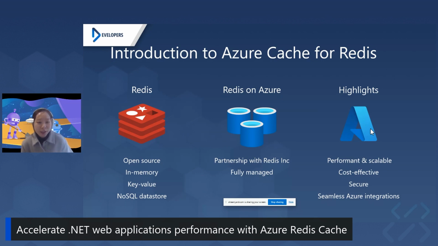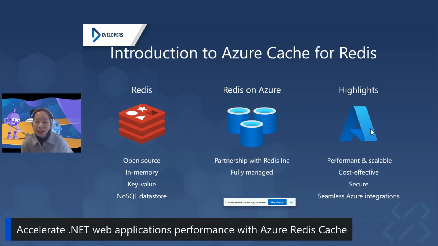Azure Cache for Redis is developed in partnership with Redis Inc. It is first-party hosted, fully managed, so developers don't have to worry about the operational overheads. Everyone can just focus on business logic when coding with Redis Cache.